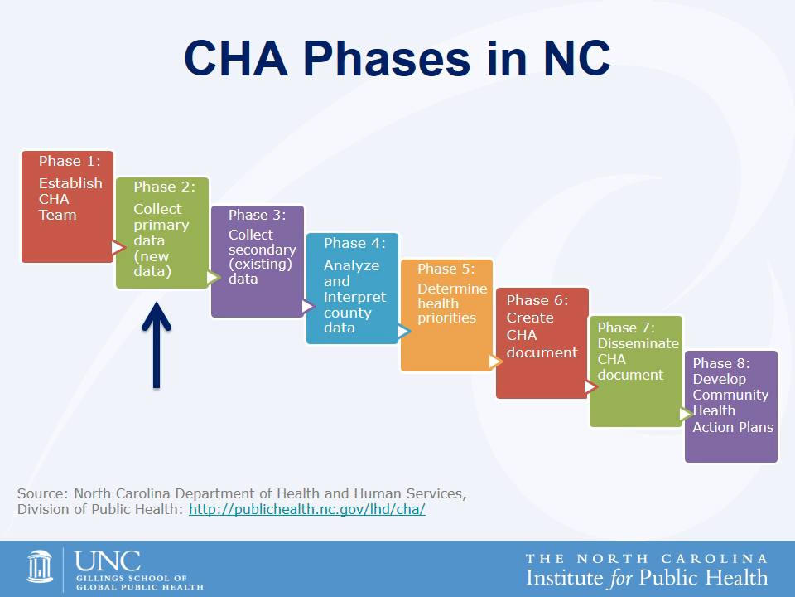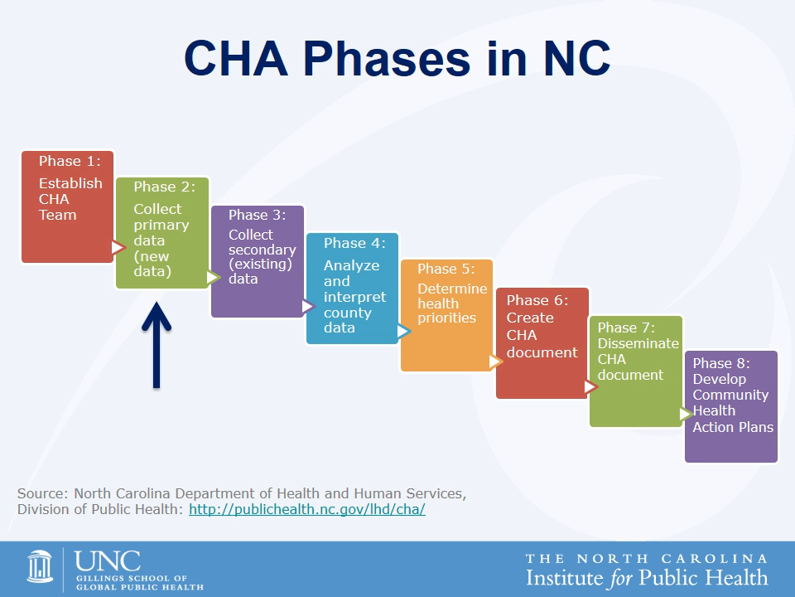So this is just kind of framework and background for you all. I think it's very helpful to note because in North Carolina the process is very prescriptive, and the Division of Public Health developed kind of an 8-step process shown here, starting with establishing a community health assessment team all the way to developing community health action plans and reporting all of that information back to the state.